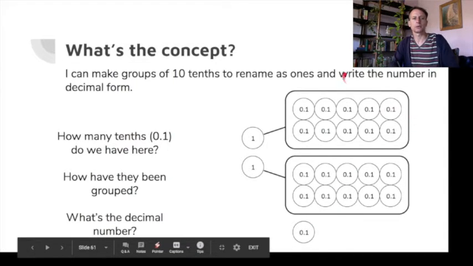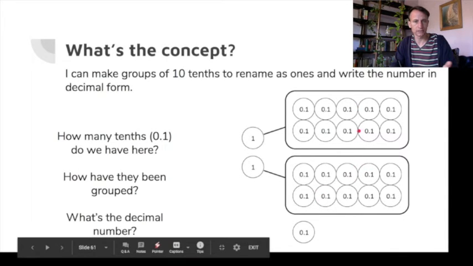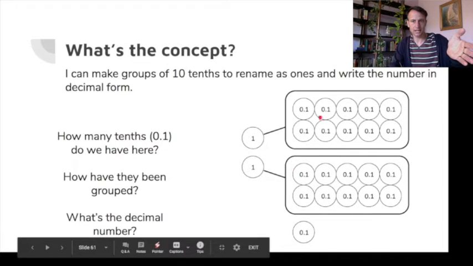Okay, so questions. How many tenths, the 0.1, how many tenths do we have here? Well, 10, 20, and 1 more makes 21. So have they been grouped in tens? Everything with decimals is all about the powers of 10. So there's 10. There's 10. They've been grouped in 10. What is the whole decimal number? Well, we have 1 whole, another 1 whole, and then 1/10 down there. So it's 2 and 1/10.